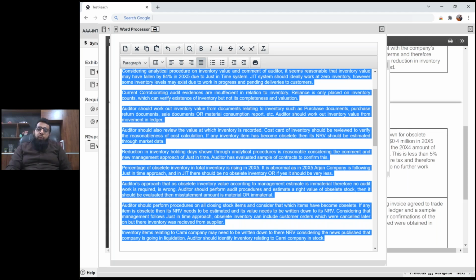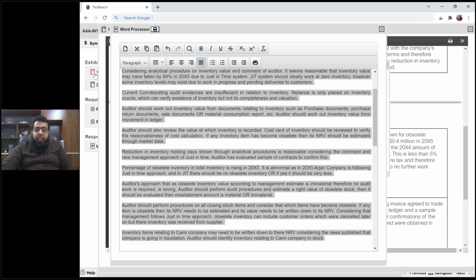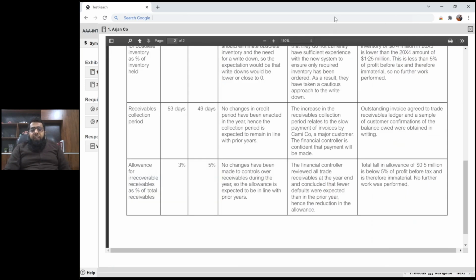Now, let's move forward. What else is he saying? Now there is detail about receivable collection days. Receivable collection days were 53 days in the current year. In the previous year, it was 49 days. The receivable collection days have increased by 4 days. No change in credit period has been enacted in the year. Hence, the collection period is expected to remain in line with the prior year. There is not much big change from 49, it has increased to 53.